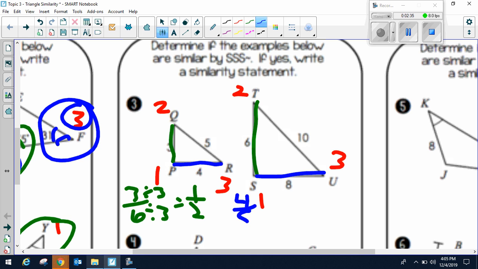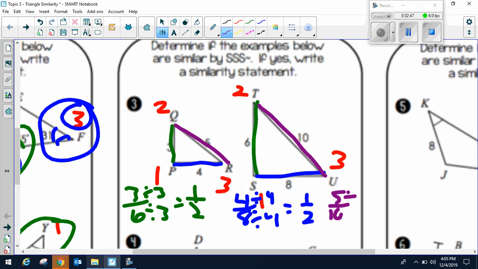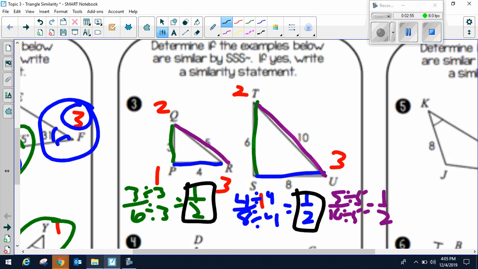So we have 4 over 8. So again, if I reduce that, I get 1/2. And then you always have to do the third set as well. You have to make sure all three come out true. And you also get 1/2. If you look at each one of those ratios, they're all the same. If that happens, then these are similar by side-side-side.